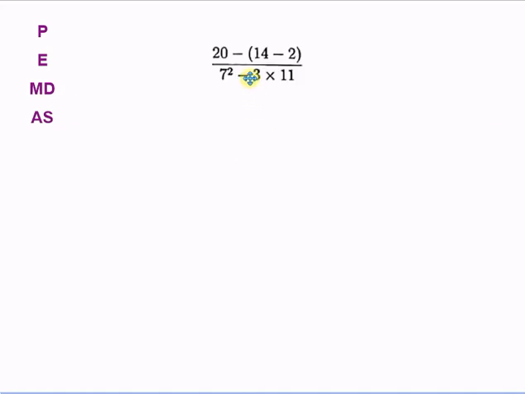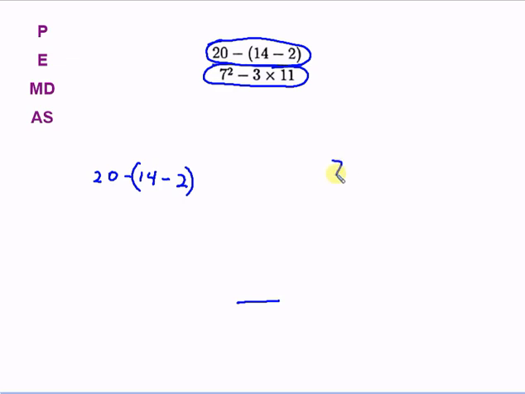Let's use PEMDAS to solve this problem. In this case, we have two different expressions separated by a division sign. To do this, we can just take each part, the top part and the bottom part, and do them independently, and then split them up by a division sign. Okay, so we're going to bring our division sign down from up here, and then we're going to do each one independently. So 20 minus (14 minus 2), and these are in parentheses, and then 7 squared minus 3 times 11.